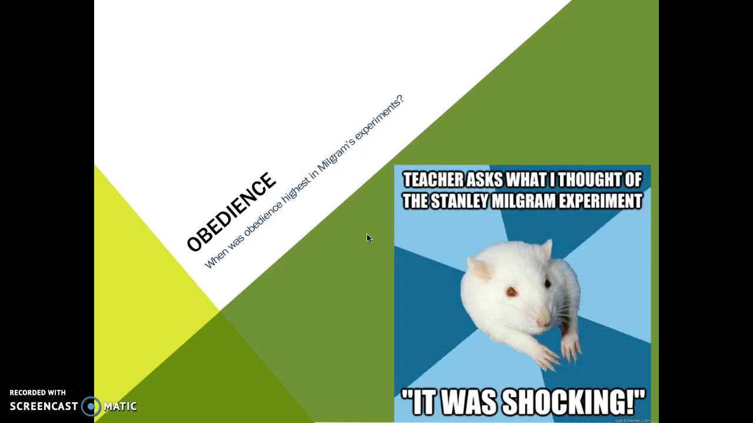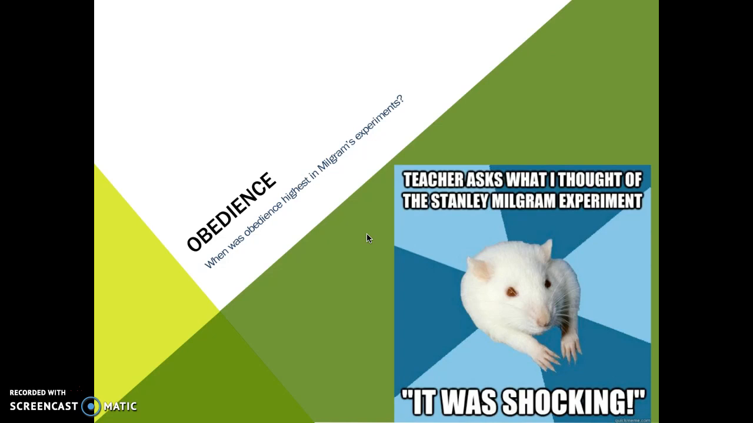The ending voltage went up to 450 volts, which is very high, probably enough to kill a person, maybe even enough to kill a rhinoceros. And it would say on the board that you were pushing the buttons on, mild shock, medium shock, high danger, and then the last one would just say XXX. Right? So this is what you would do.